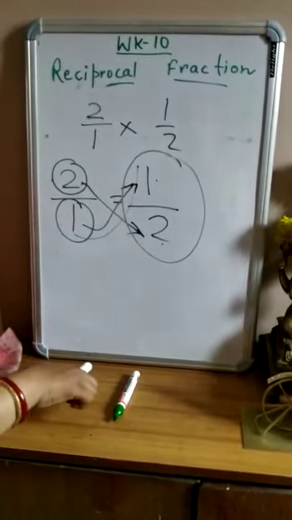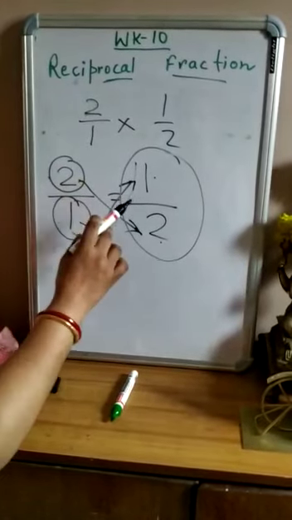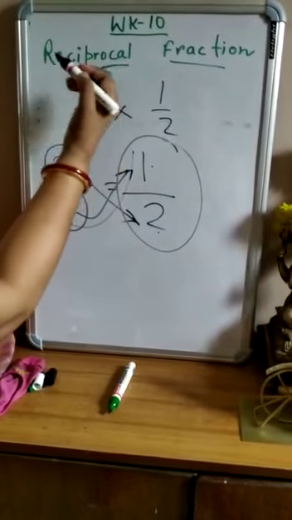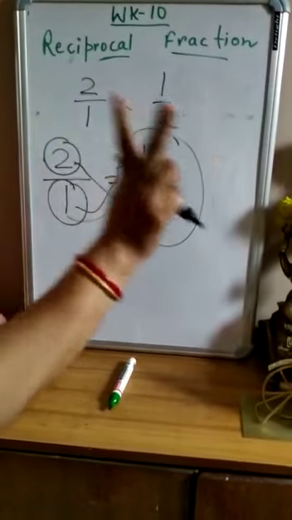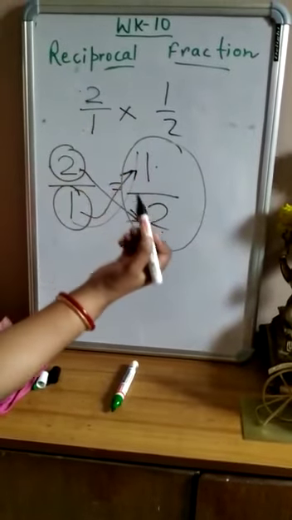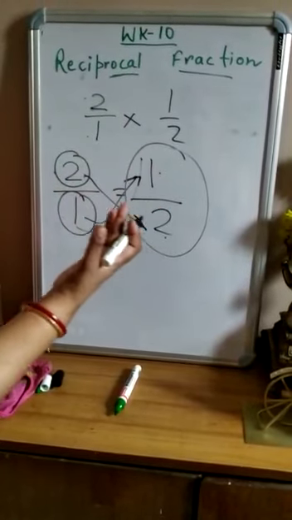Now let us take the example. What is reciprocal? In order to get the reciprocal of a fraction, we interchange the numerator and denominator. A fraction has two terms, numerator and denominator. We interchange. The numerator becomes the denominator and the denominator becomes the numerator. Then we get the reciprocal of the fraction.